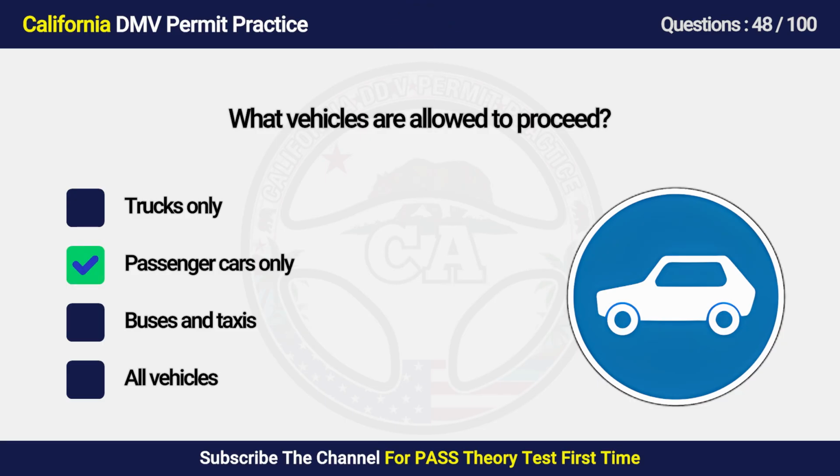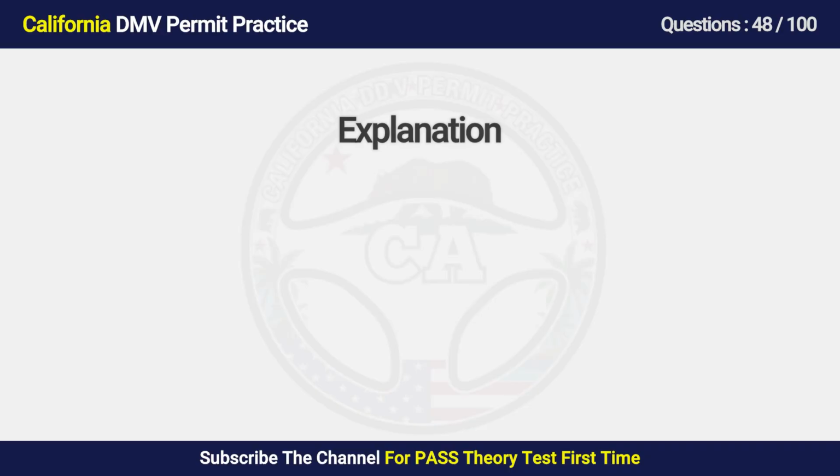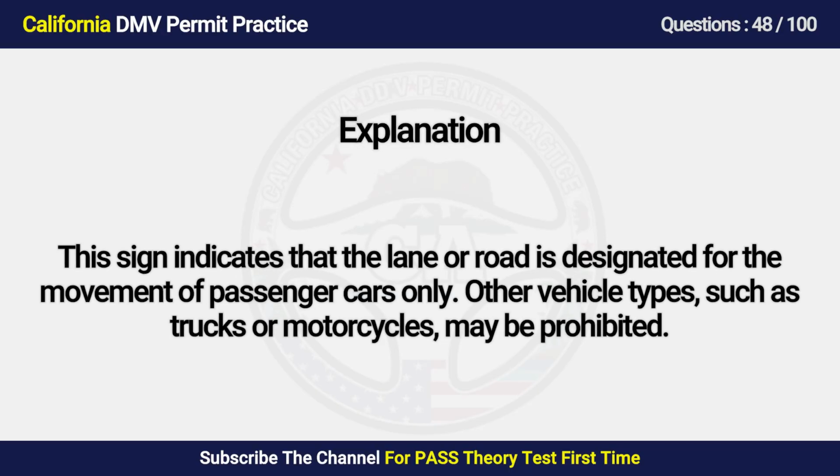Answer is B. Passenger cars only. This sign indicates that the lane or road is for the movement of passenger cars only. Other vehicle types, such as trucks or motorcycles, may be prohibited.